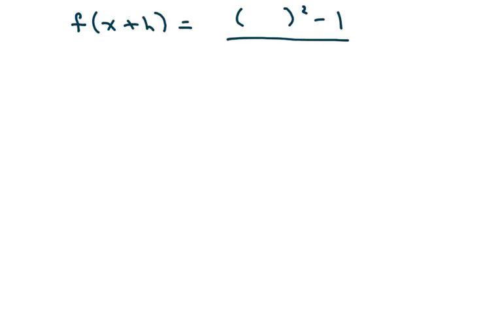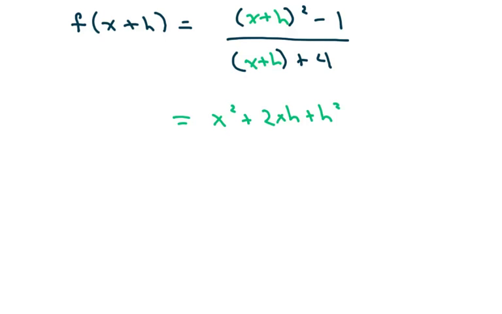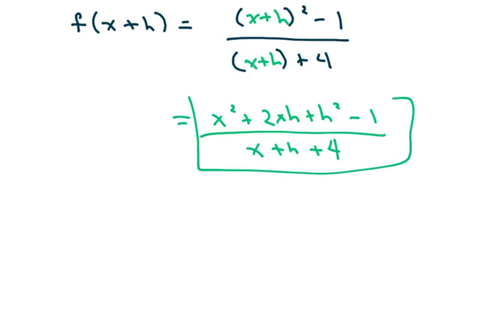And for the last one, we want to do f of x plus h. So everywhere there's an x, I'm going to put parentheses, and I'm going to evaluate x plus h. And what we get is x squared plus 2xh plus h squared minus 1 over x plus h plus 4. And that's your final answer.